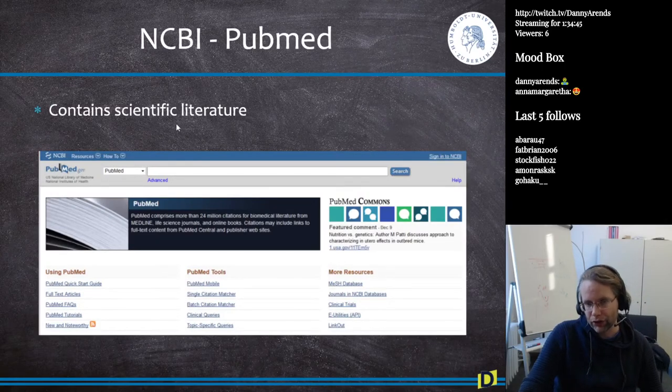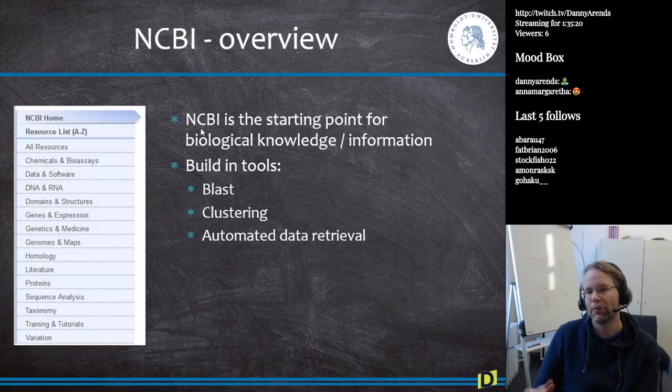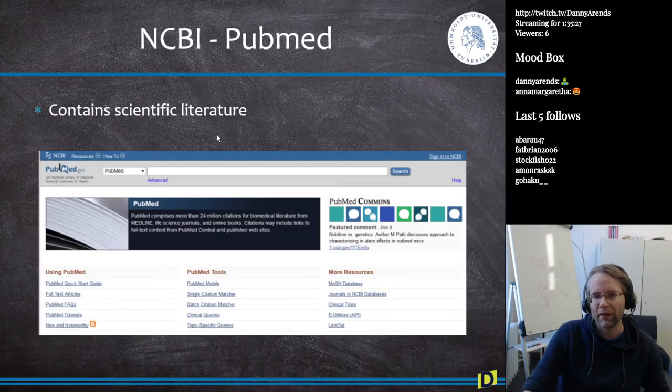So PubMed, like I told you guys, contains scientific literature, like we see here. If we just search for PubMed in Google, then you get to the main site, which looks like this. You can select here different databases, because NCBI doesn't only have the PubMed database, it also has databases like Nucleotide Core, which contains all of the core nucleotide sequences, and it also contains protein databases. But PubMed is the most up-to-date scientific database. So an overview of NCBI is, of course, it's kind of the starting point for biological knowledge and information. So Ensembl is one of these NCBI data. NCBI is the National Center for Biotechnology Information.